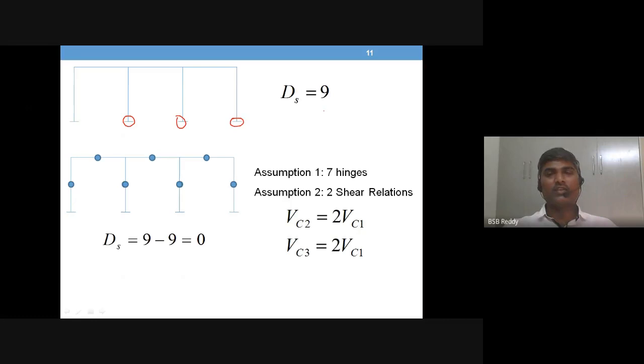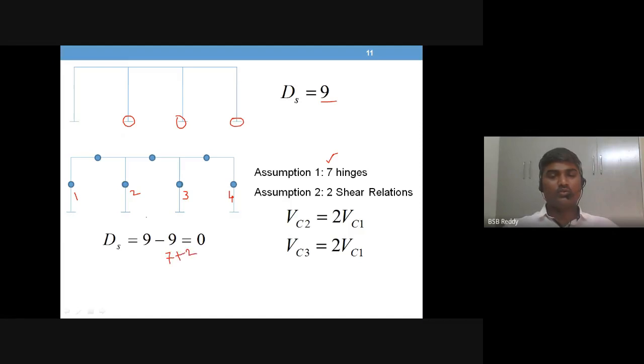Okay, so 3 times 3 is 9. Static indeterminacy is 9, so you need 9 additional equations. So column number 1, 2, 3, 4. So 4 columns and 3 beams. Total 7 hinges are possible. So 7 equations, and you need 2 more. Okay, so this is 7 plus 2.